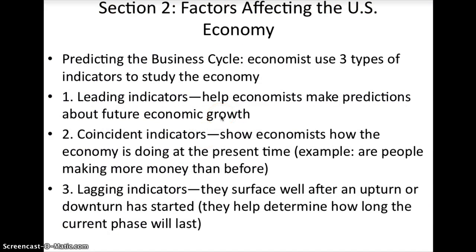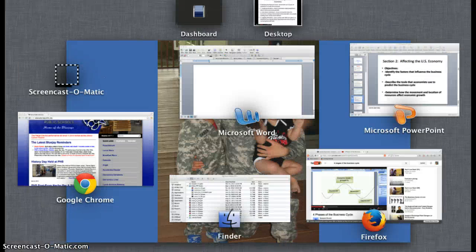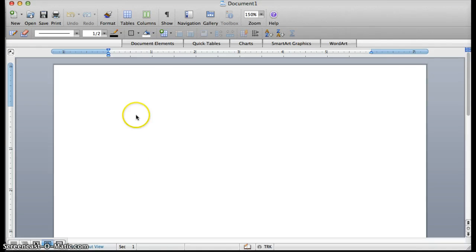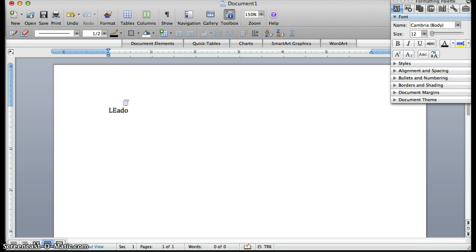Okay, factors that affect the U.S. economy. And we're going to look at what are called leading indicators. Leading indicators are indicators that let people, or economists, know what's having a positive impact on our economy. And we've had some of these before.